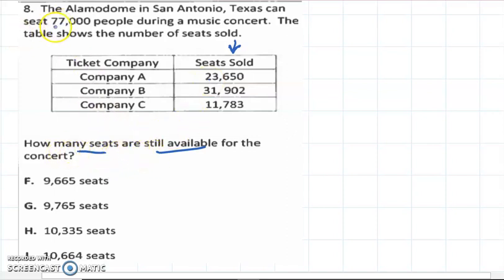Well, you know that only this many people can go in there. So you know the total, 77,000 people, fit into the Alamo Dome. You know these people already bought tickets. So you want to know, okay, how many tickets are still available? Think about what you have to do. Let's go to the next one.